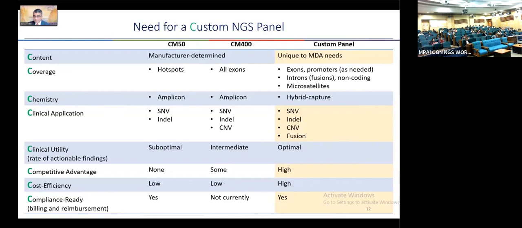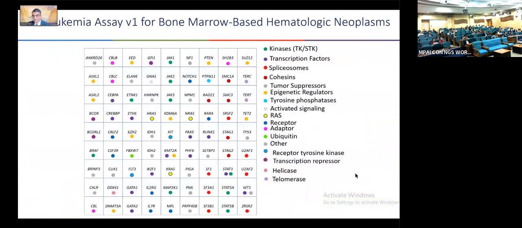And obviously it will give you a lot more cost efficiency, since your target content is high yield and you're not wasting sequencing real estate on genomic content that is not high yield. And they can be compliance ready. There were lots of advantages, and keeping that in mind, across our portfolio of hematologic malignancies as well as solid tumors, we introduced several new panels which all had a custom design, with hand-picked content that would represent a variety of different genomic targets, as shown here.